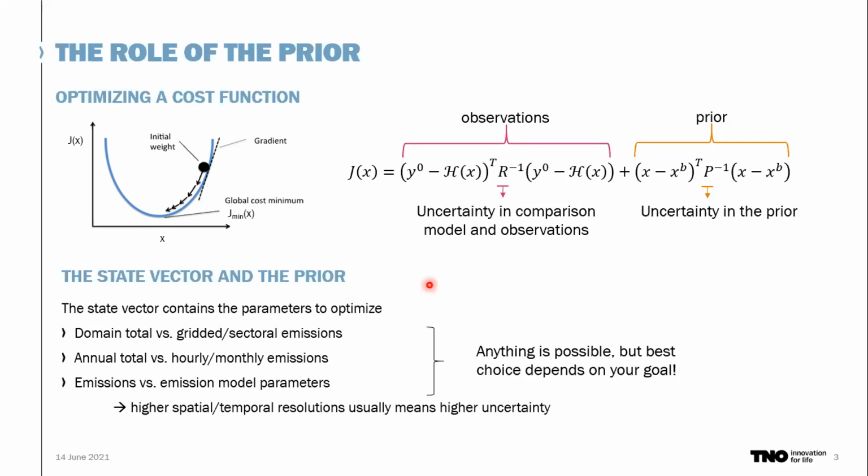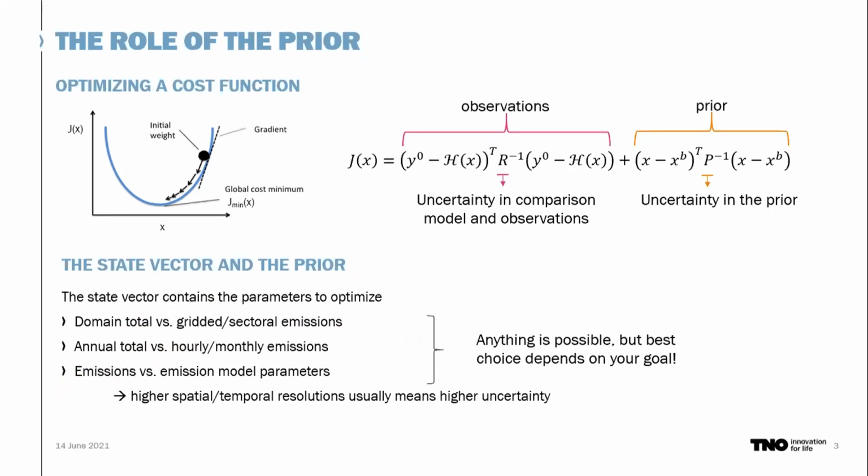And also the choice of the prior is very important. You can optimize emissions for a whole domain, or you can optimize gridded emissions. Basically anything is possible, but you do have to realize that when you go to higher spatial or temporal resolutions, it usually also means that you increase your uncertainty. So you need a stronger constraint from your observations eventually. Another option besides optimizing the emissions themselves is to optimize an emission model or the parameters of an emission model. And I want to say something more about that.